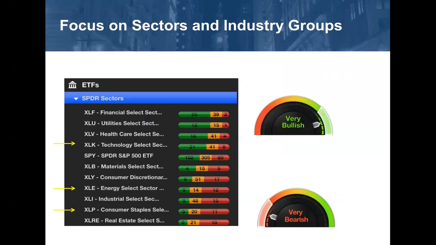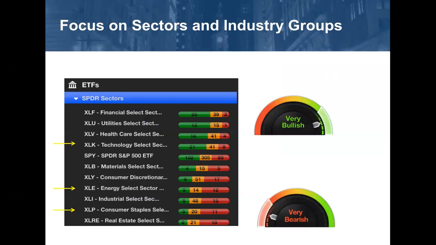We look at the 10 Select Spider Sector ETFs. I know many of you trade these. It's a very simple way to get exposure to a sector like technology or financials or energy. So we're going to zero in on 3 sectors: technology, energy, and consumer staples. Now, technology has been the alpha dog that's been leading this bull market higher. We saw that again in Applied Materials today after the close, trading at 59.25 right now, a new all-time high.